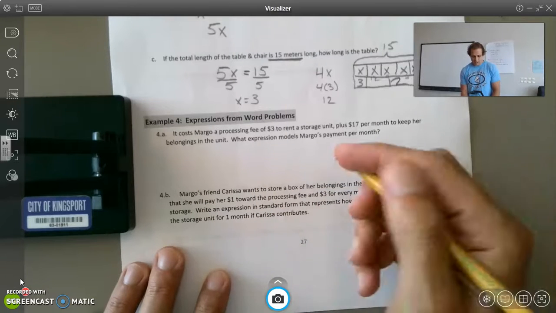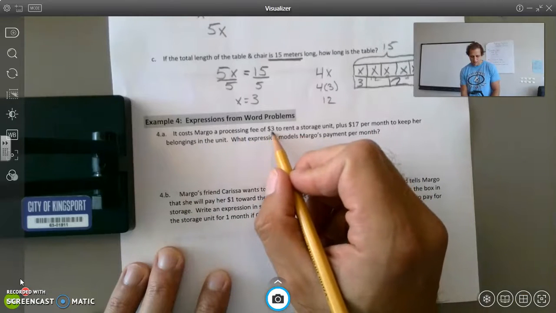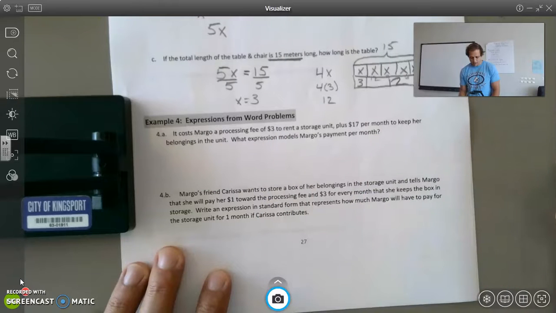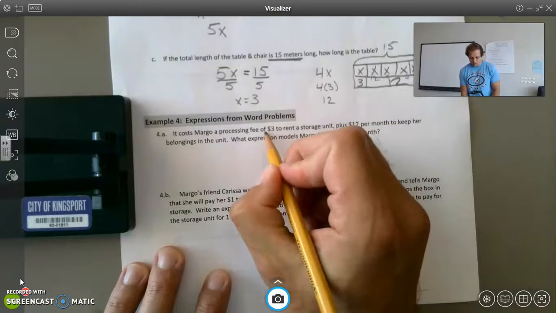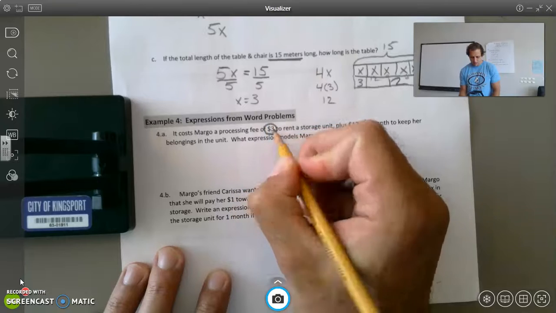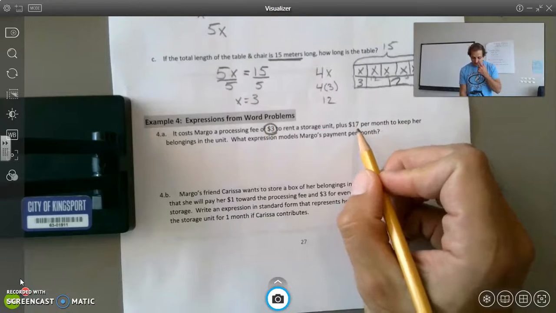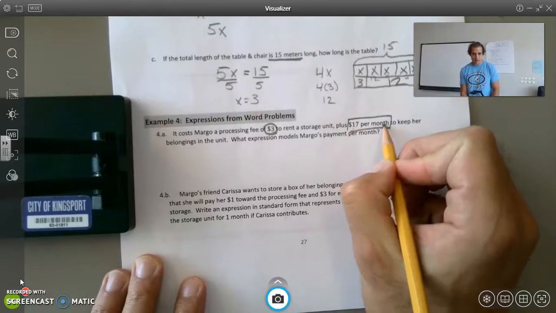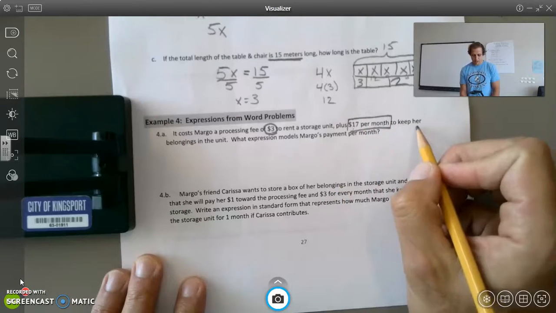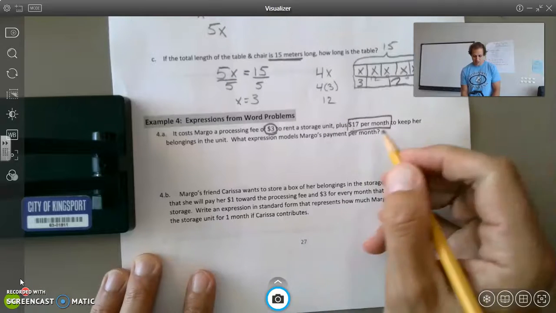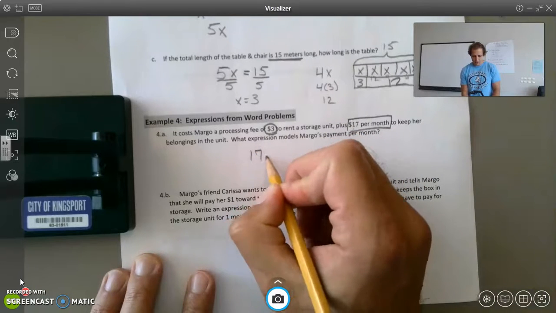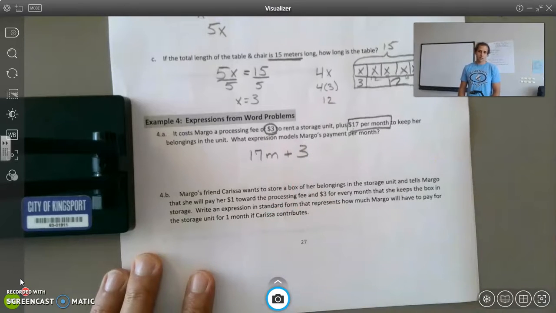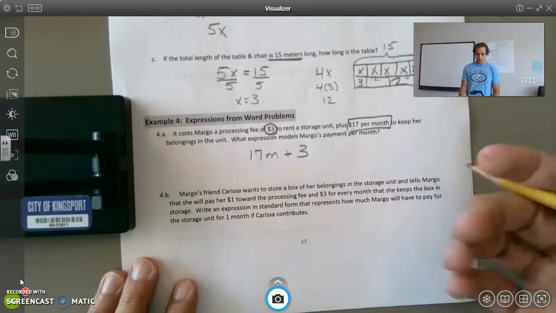So let's see. Margot pays a processing fee of $3. Does she pay that fee many times or just one time? It looks like this is a one-time fee. So $3 is kind of on its own. But then it says she pays $17 per month. This tells me that 17 is being multiplied by the number of months. So if I wanted to express her total cost, I could say that she pays $17 for every month, plus she paid that $3 processing fee. So there's an expression that models Margot's payment per month.